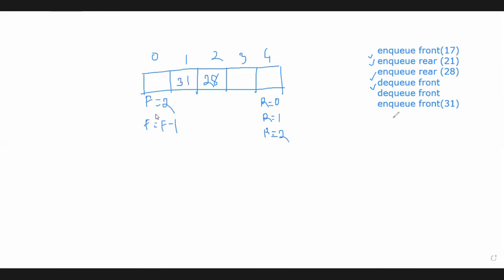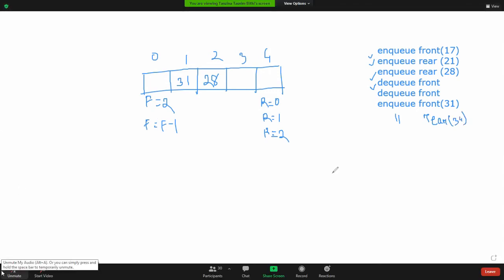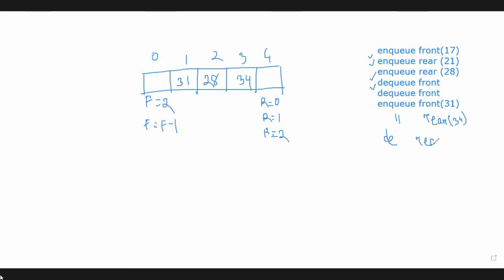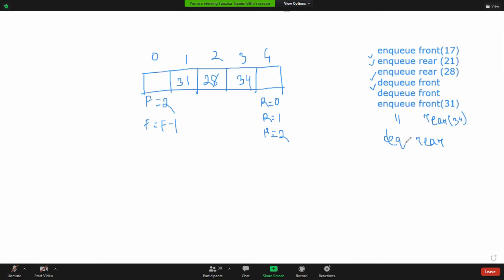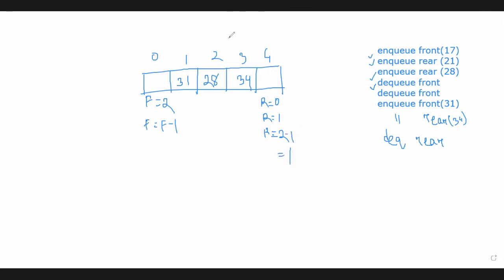After that, if we want to insert another data element at the rear, suppose that data is 34. In which position will we insert it? R equals R plus 1, which equals 3. Very good. So now in this position we will insert 34. Suppose now the next operation is DQ from rear. So how will this operation be executed? R minus 1. So after deleting 34, the value of rear will be 1. R equals 1.